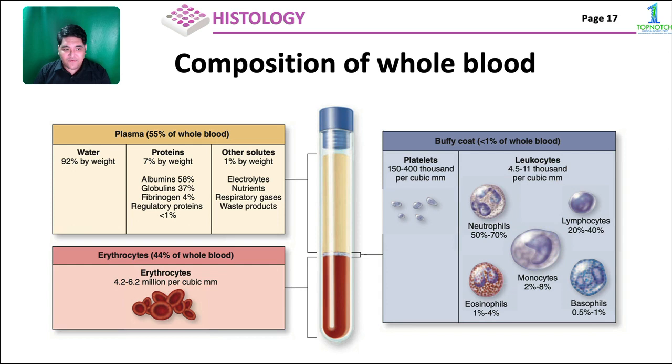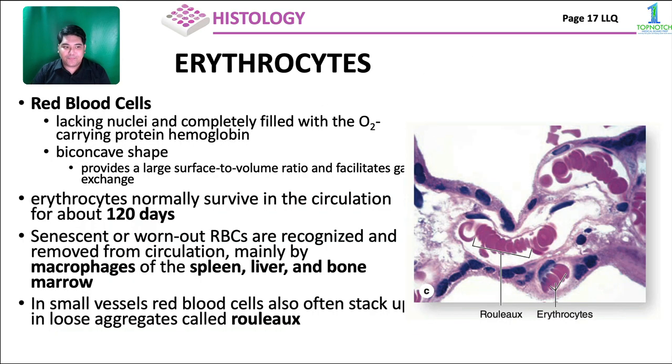So this is the composition of your whole blood. You have your plasma, 55%, which has your water, proteins, no, nandiyan yung mga most common like your albumin and then other solutes. Then we have here your erythrocytes, 44% of the whole blood, and then your buffy coat. Your buffy coat is seen after centrifugation, which is less than 1% of your whole blood. So buffy coat, nandoon yung ating mga white blood cells or leukocytes. Let's begin discussing the erythrocyte.